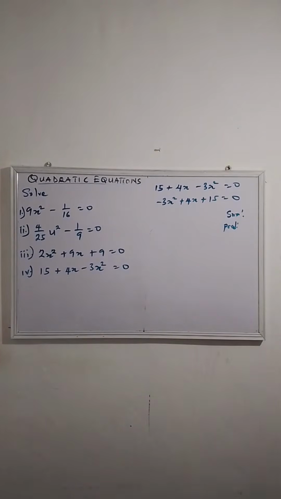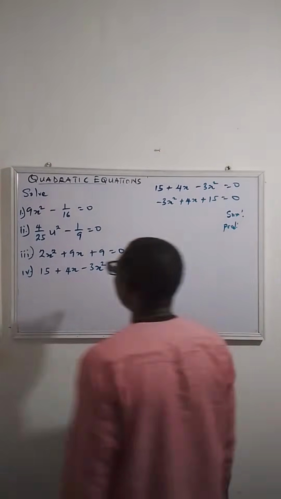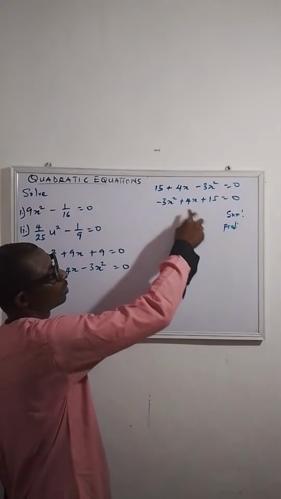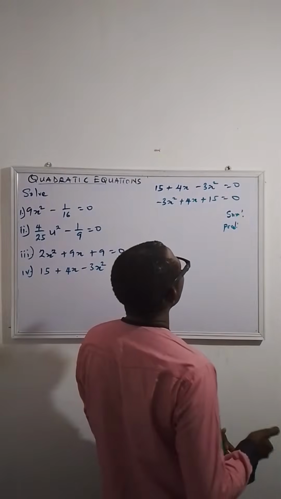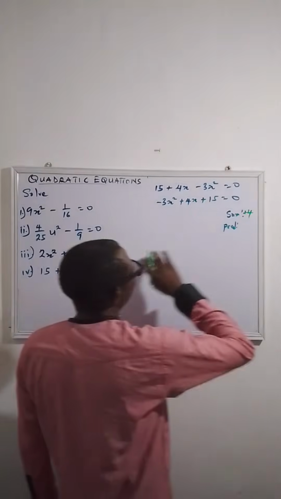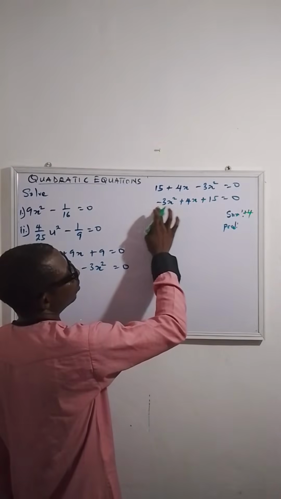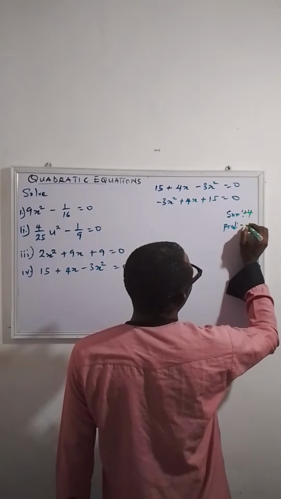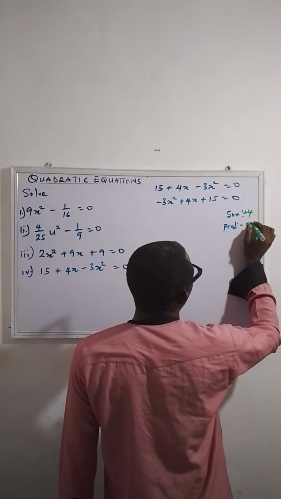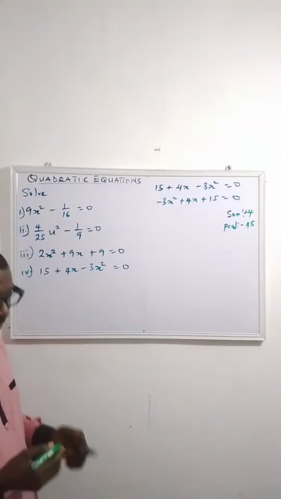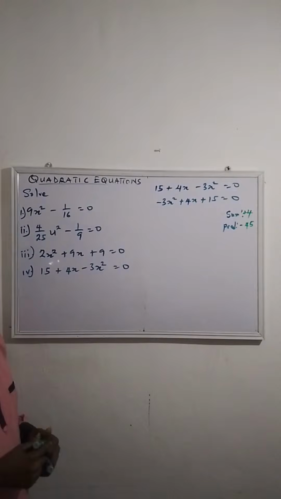Okay. So now to solve this, to get the sum and product, the sum is the coefficient of x. That is plus 4. And the product is the coefficient of x squared and this constant, and that gives us negative 45. So you need to check your results. Those of you that said negative 60. Okay, now let us look at it.